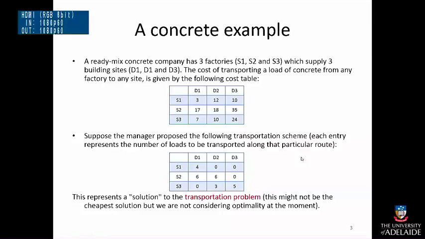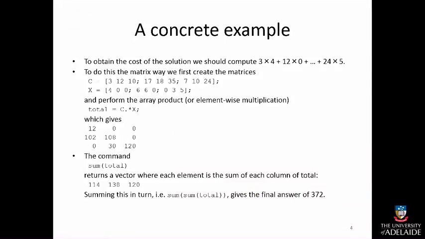Okay, so we are back to the video. All right. Now, this represents a solution to the transportation problem. This may not be the cheapest solution, but this is what their manager proposed. So now we want to obtain the total cost of the solution. So what we need to do is the element-wise multiplication, right? Element by element. And then we need to take the sum.